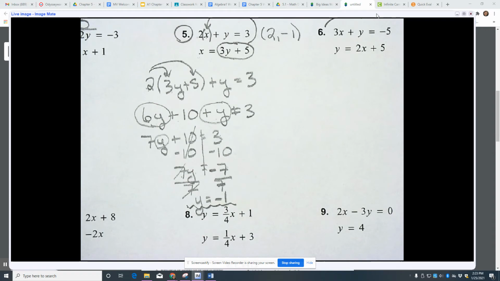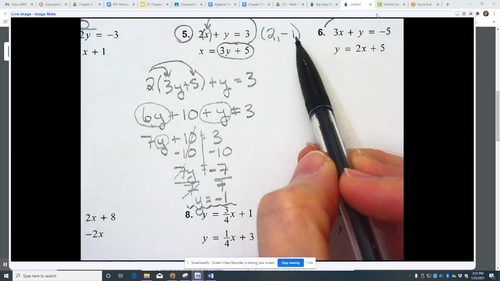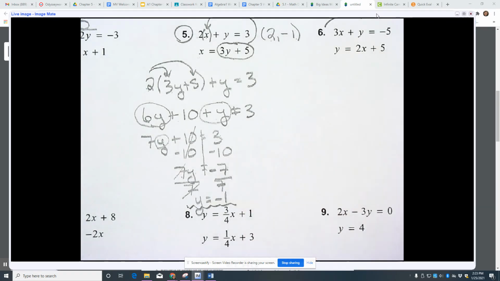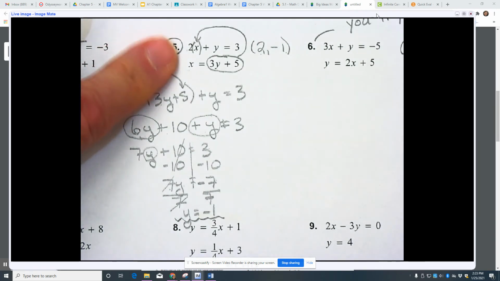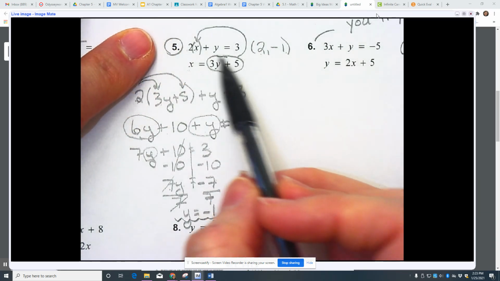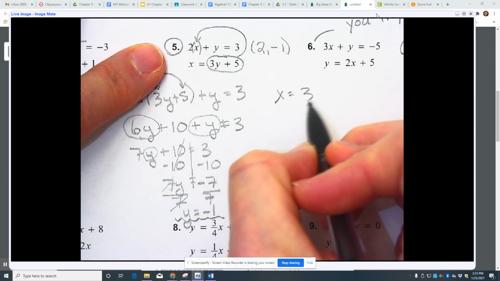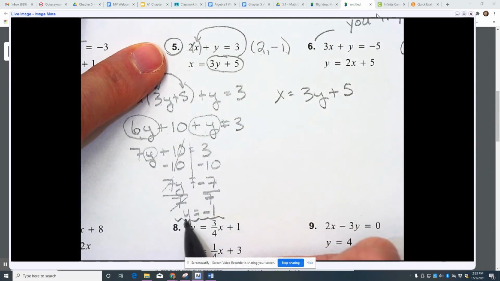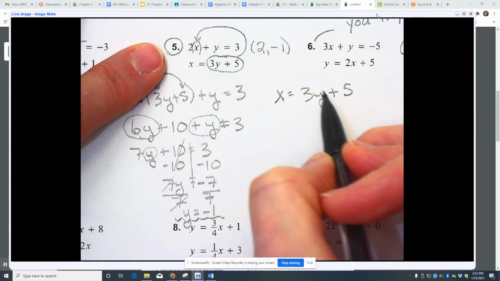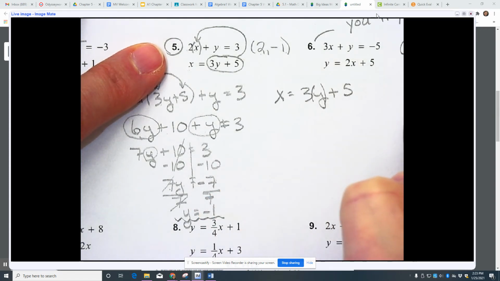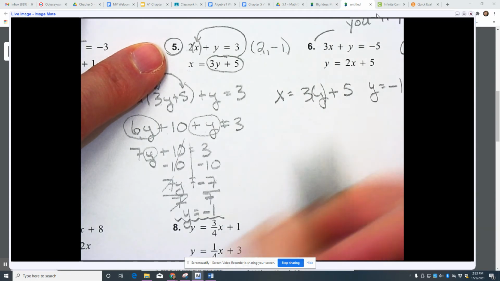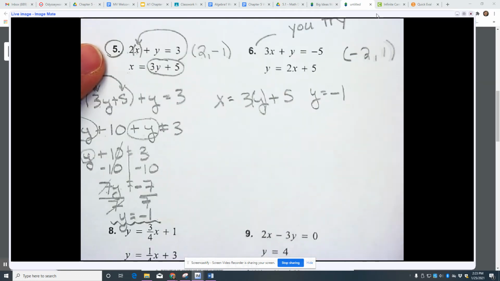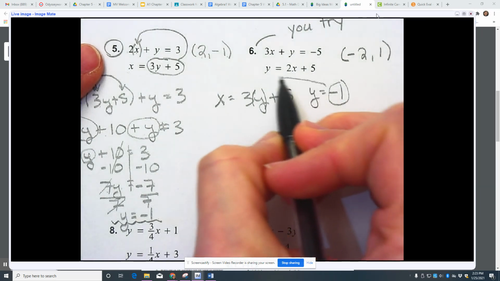I am halfway done. And you can see there's my y, negative 1. Now we have to find x, which is 2. So let's go back to our original equations. And this one right here, x equals 3y plus 5. Well, x is already alone, and that's what I'm trying to find. I already have y. I need x. So I'm going to substitute -1 into this equation. So y equals -1. I'm just copying that from here. I'm going to put this -1 right in here where y is.